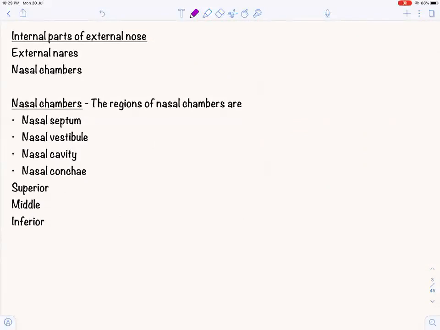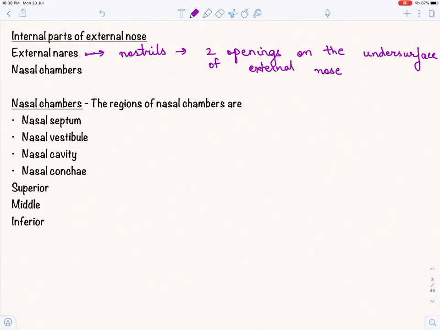The internal parts of the external nose are the external nares. What are external nares? These are the nostrils. These are two openings on the under surface of the external nose, right? And the nasal chambers. What is a nasal chamber? Listen carefully to what I'm going to say.